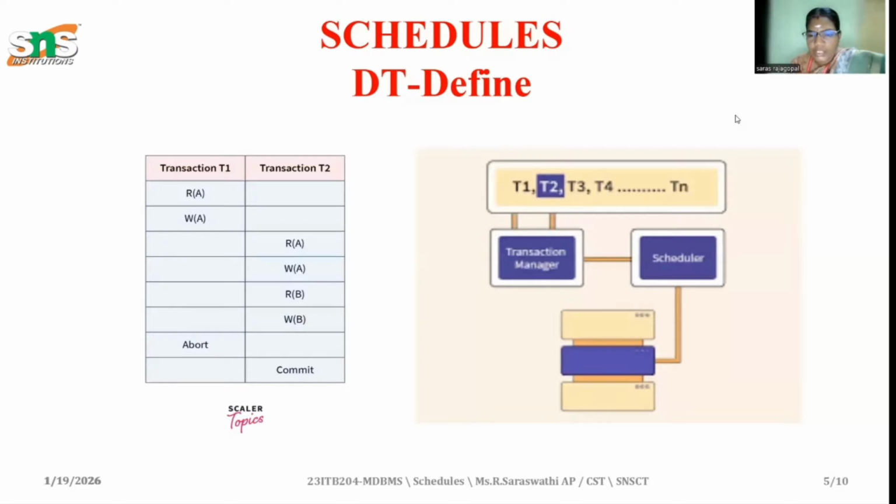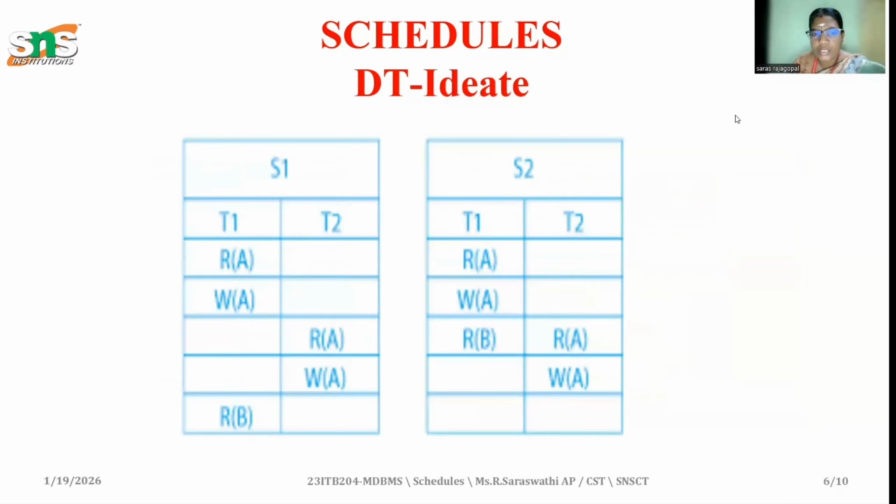A transaction manager contains the set of transactions stored in one buffer. Based on the transaction manager, the schedule is applicable: T1, T2, T3, T4, up to Tn. The order in which the transactions are executed in a particular order is a schedule. Consider schedule S1 and schedule S2. S1 contains two transactions, T1 and T2.